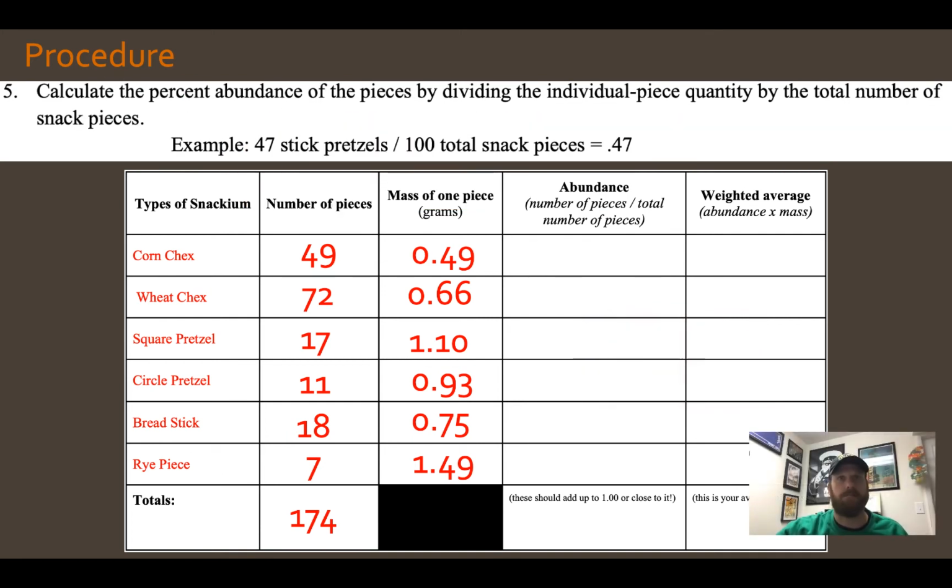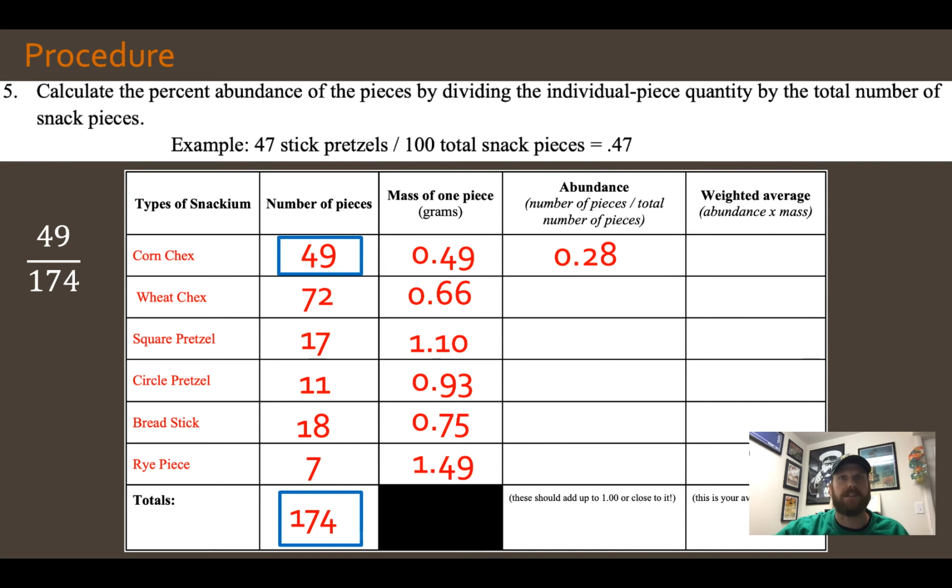The next step in the procedure is to calculate the abundance of each snack piece. To do this, you take the number of each snack piece divided by the total number of snack pieces. I recommend rounding these answers to the hundredths place, 2 decimal places. So we had 49 corn Chex and a total of 174 pieces. The abundance of corn Chex would be 49 divided by 174, which is 0.28.